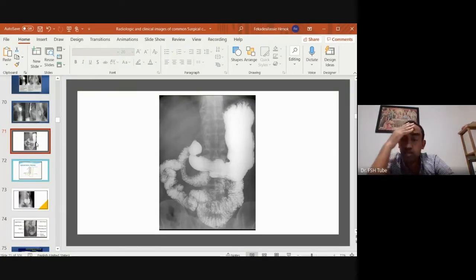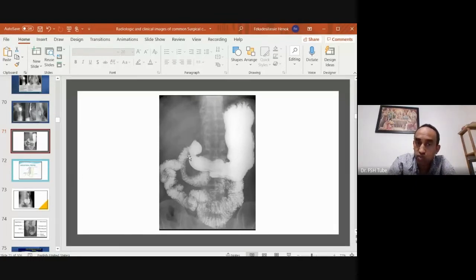What kind of study is this? Follow through, yeah, it could be barium follow through. Basically, you see, barium meal now, right? No, this is not barium enema. You see the stomach. This is the stomach. This is the duodenum. This is the small bowel. So you are dealing with an upper GI series now.